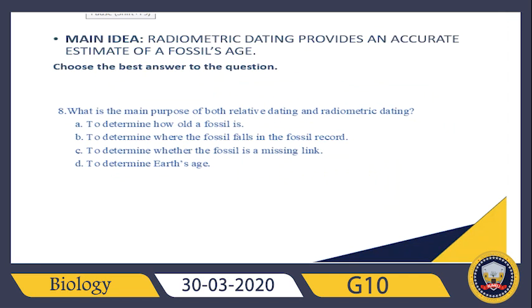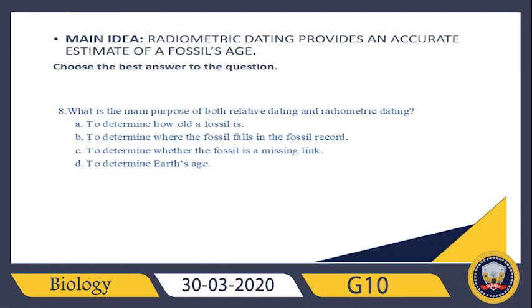The main idea here: radiometric dating provides an accurate estimate of a fossil's age. So we say that we have two ways by which we can find the age of fossils. We have the absolute or radiometric dating, and we have the relative dating. So guys, the question here: what is the main purpose of both relative dating and radiometric dating? What do you think, guys?